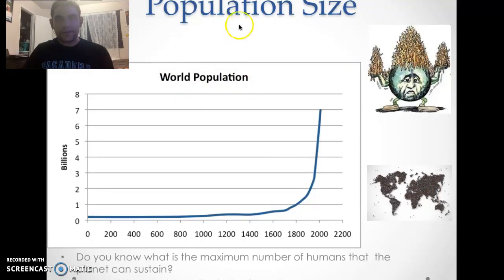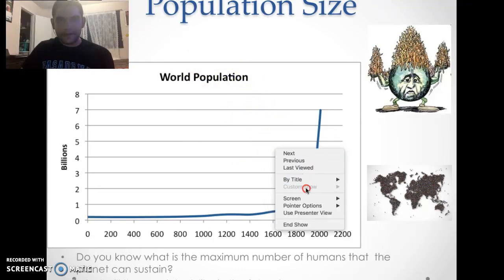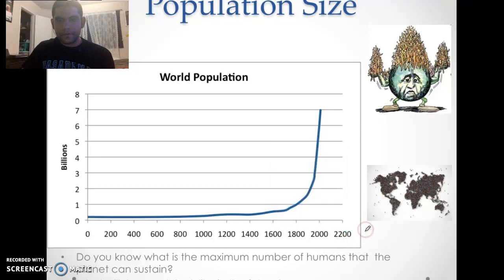So I'm going to show you this graph, and this graph shows you the world population over the last probably 2,000 years or so, and this is in billions of people. And my question to you is, how many people do you think that the earth can sustain? Many of you might be thinking that it could probably just keep going up and up and up to who knows how many billion people on the planet.